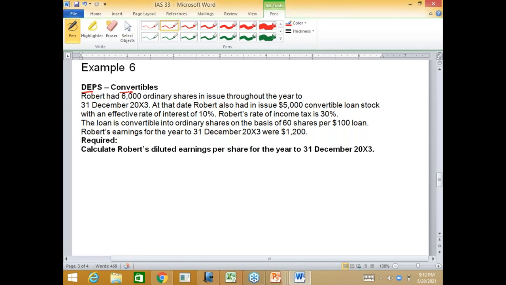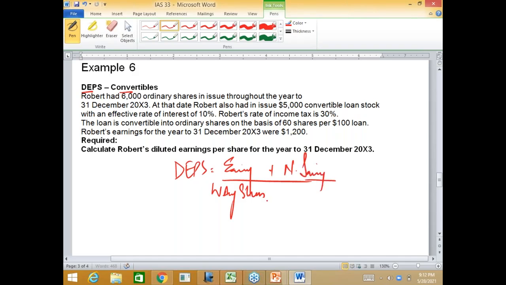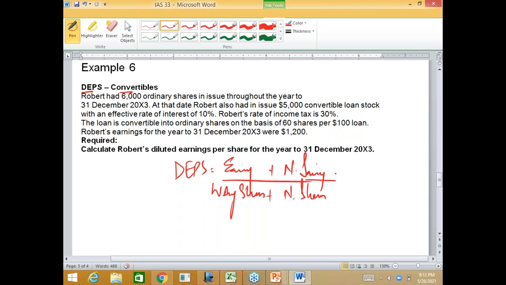Now we are going to start the area which is related to diluted EPS. When we talk about the diluted EPS, the basic formula will be same: earnings plus notional savings divided by weighted average shares plus notional shares.